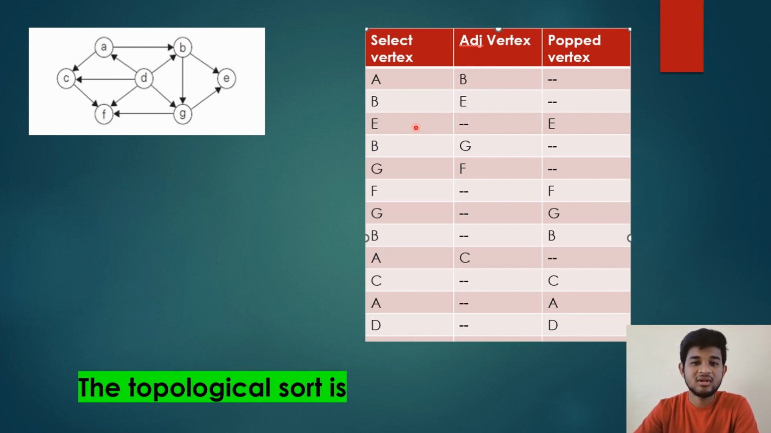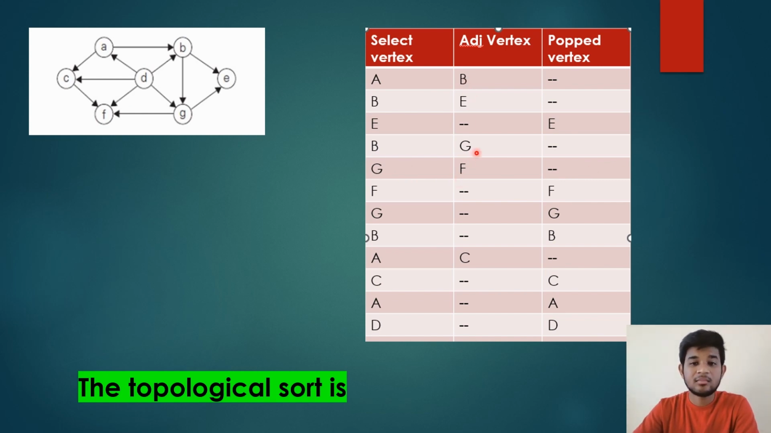Now E is popped, leave the E, and the vertex which is before E is B. Now take this B here. Now the adjacent vertex for B is G. Put it in the adjacent vertex column, and B contains two out degrees, therefore we should not pop B. Put the adjacent vertex G into the select vertex and find the adjacent vertex for G. For G, the adjacent vertex is F, and put it in the adjacent vertex column. But for G, there is one out degree, therefore we should not pop G.